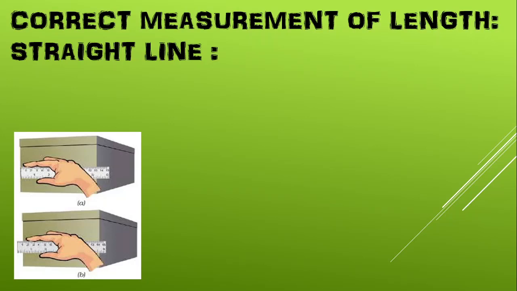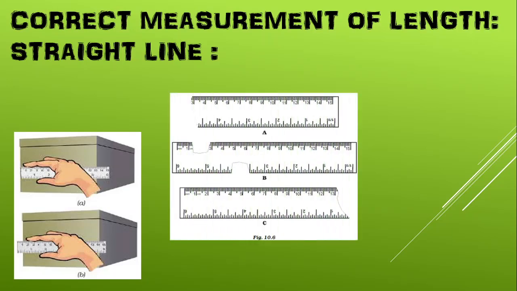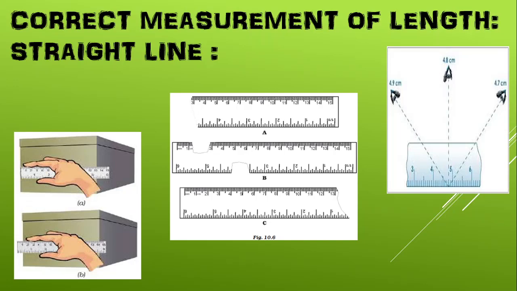If the scale is broken or the zero mark is not visible, it can lead to a zero error. Then measuring from a different mark must be carried out. Correct reading will be obtained by subtracting the value of the mark considered as zero from the final reading. While measuring, the eye must be exactly above the point where the measurement is to be taken in order to avoid errors.